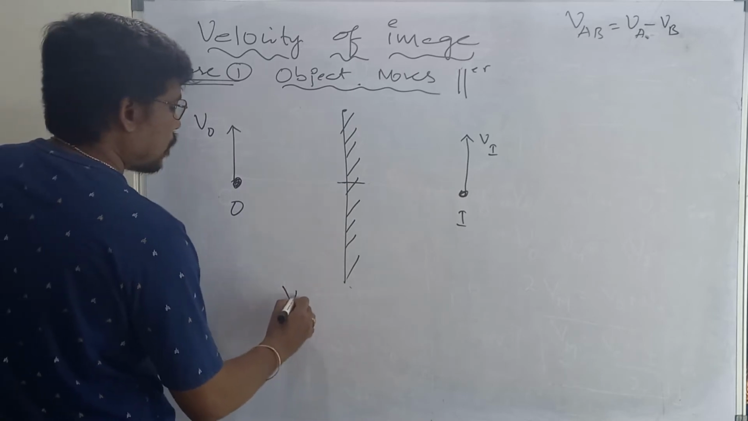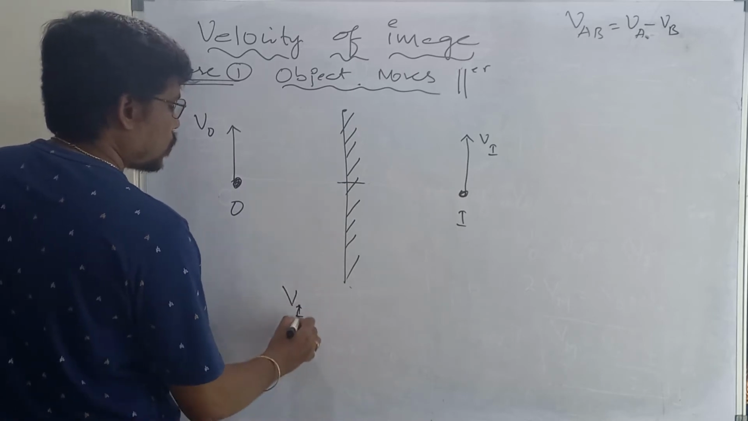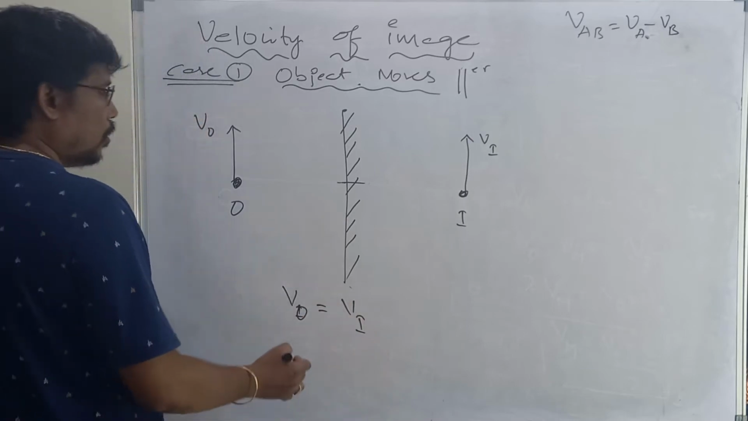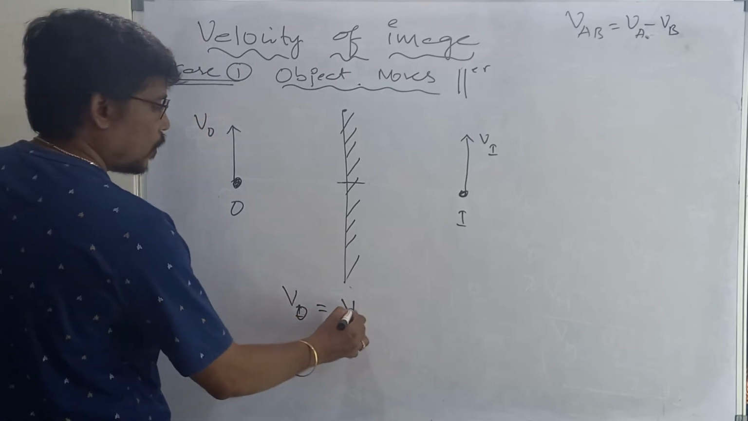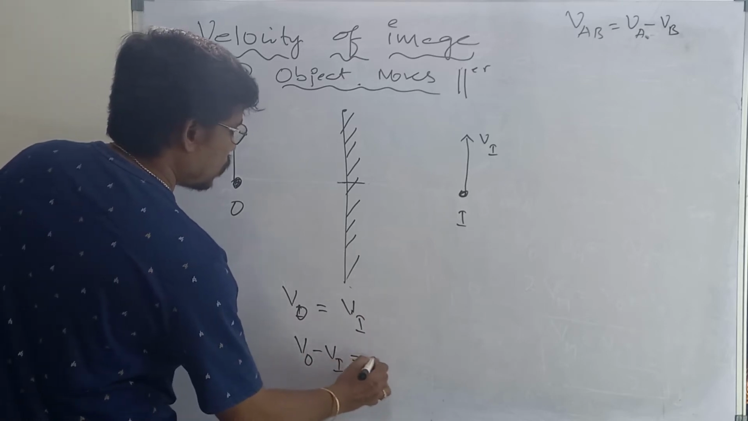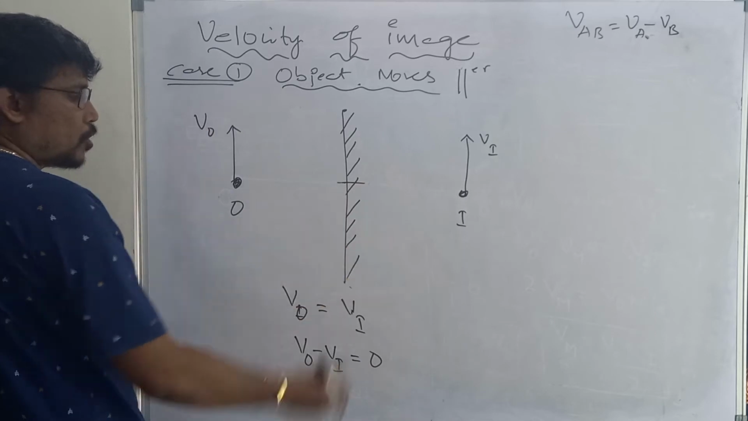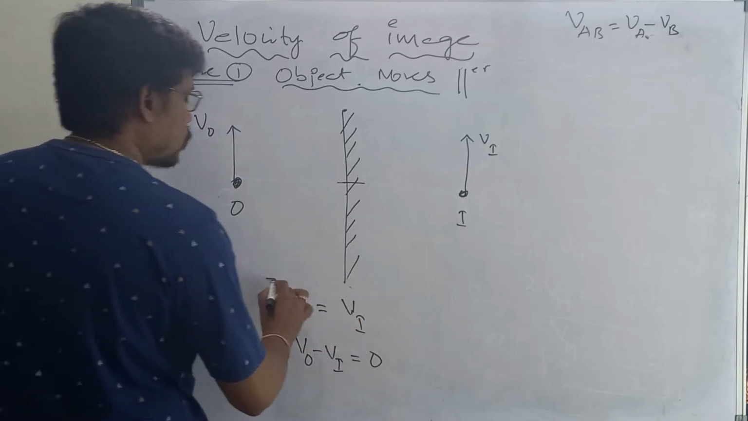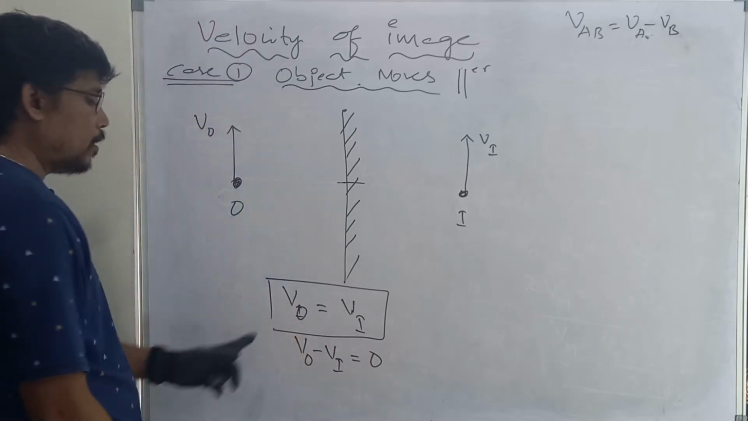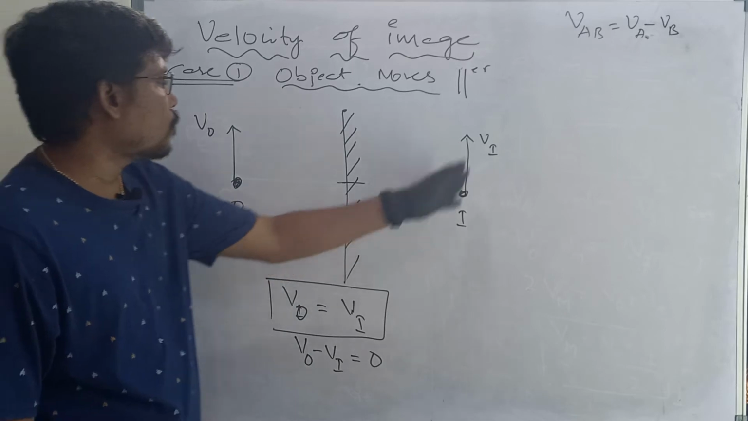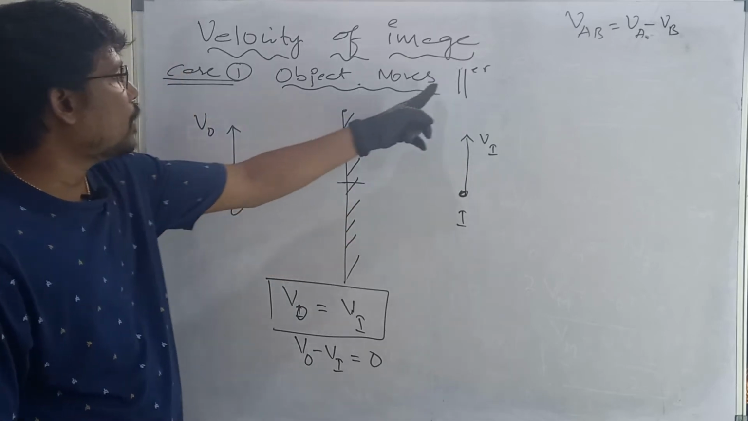So you can say that the velocity of the object is equal to the velocity of the image. You can write velocity of the object minus velocity of the image is equal to 0. There is no relative motion. So in this case, simply the velocity of the object is equal to the velocity of the image. Both are moving with the same velocity in the parallel case.